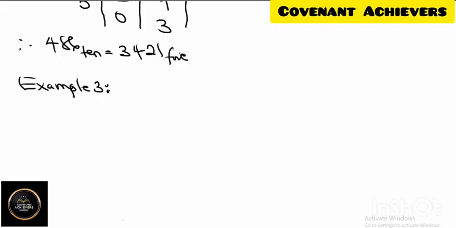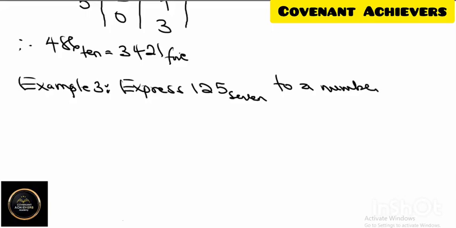Example 3. You can actually pause any of this example and revise it again to understand. And here we have: express 125 base 7 to a number in base 5, and you can see the solution.